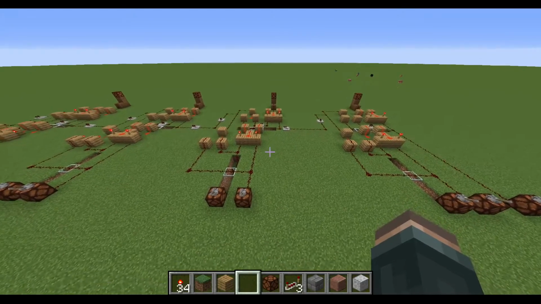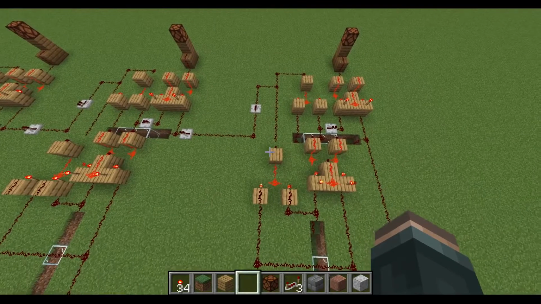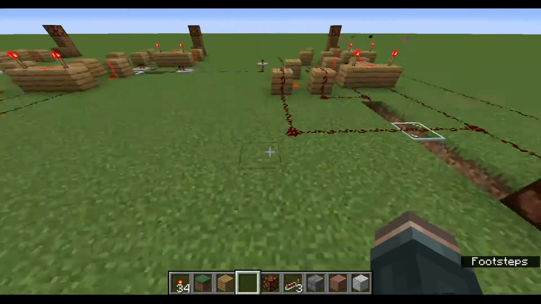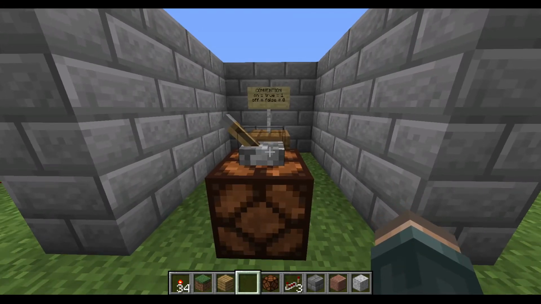Hey guys, today we're going to be talking about how to make a full adder in Minecraft. I'm going to go over how to make different kinds of logic gates and how they can be put together to make a full adder. So let's start by talking about the conventions that I'm going to use in this video.